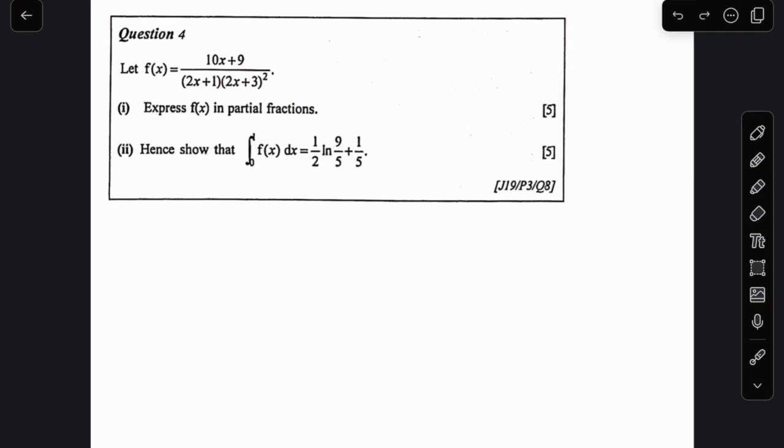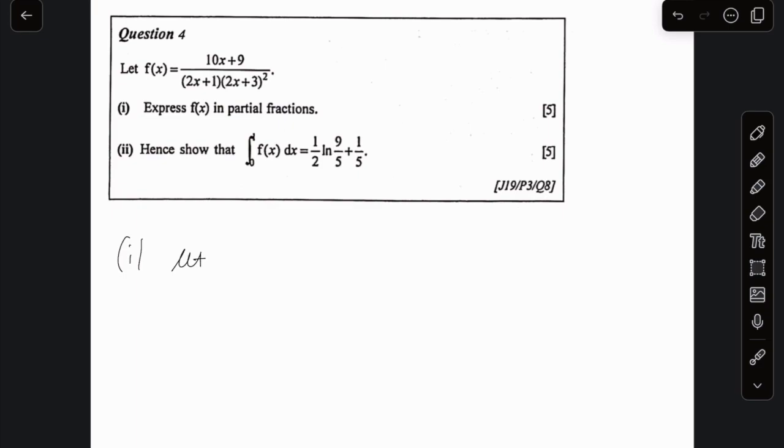So question 4. Let f of x equal (10x + 9) over (2x + 1)(2x + 3) squared. We'll express f of x in partial fractions. So what we're going to do here is find the constants.